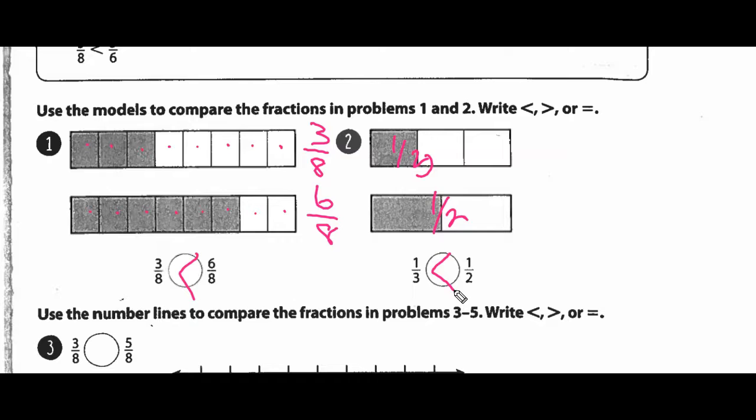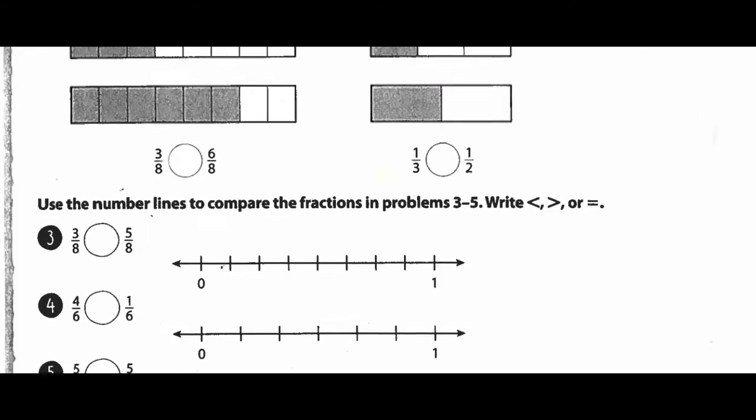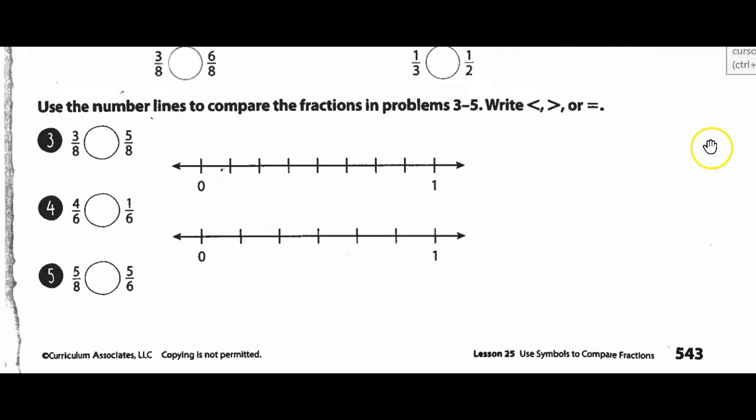You could use models or you could also use number lines. Okay? So 3/8, 1, 2, 3 would be right here. 4, 5, and then 5/8 would be here. Obviously, based on that, we know that 3/8 is less than 5/8.